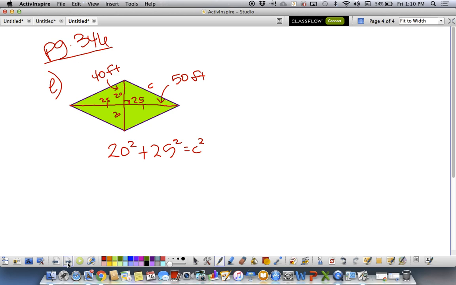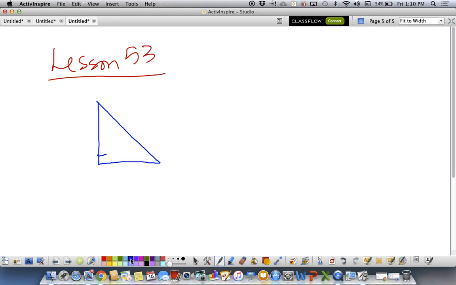Alright, so we're moving on, but to more triangles. This is not really more triangles. It's kind of triangles, but we're moving on. Lesson 53. Lesson 53 is something I make assumptions about, and some of you remember that, some of you don't. But it has been on our last test.